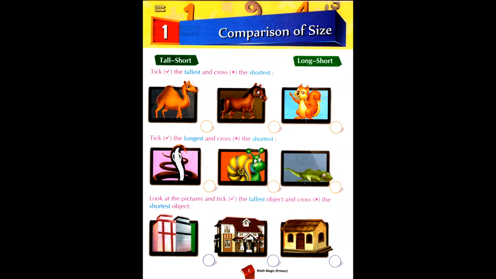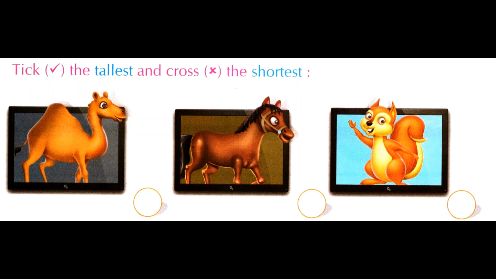Now you can see there are three pictures of camel, horse and squirrel. You have to compare the size of these three animals and you have to cross the shortest one and take the tallest one.